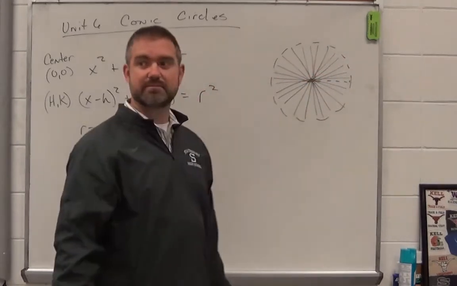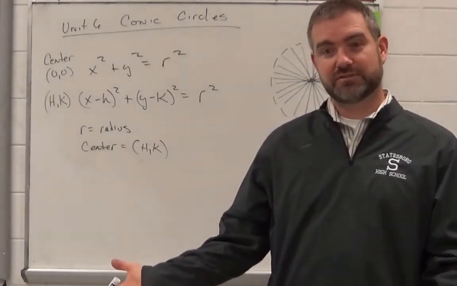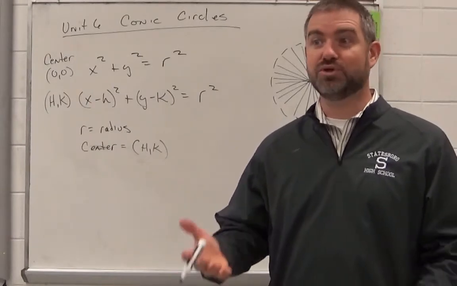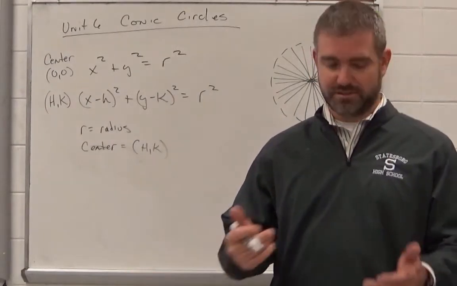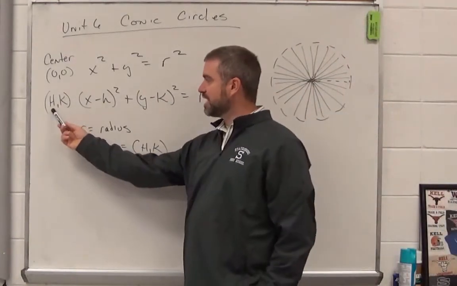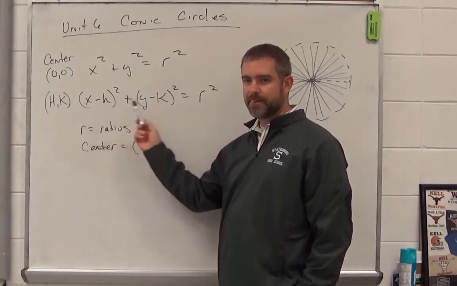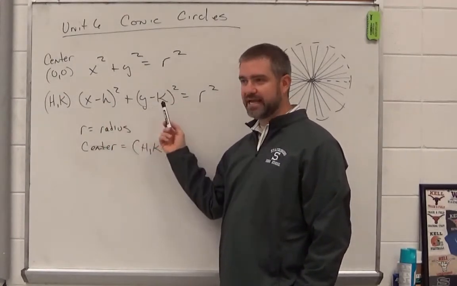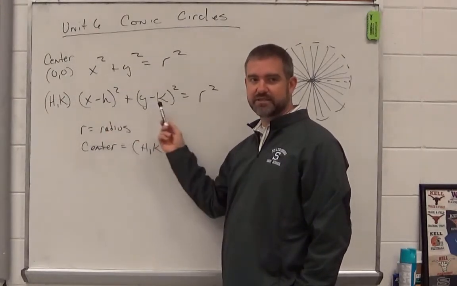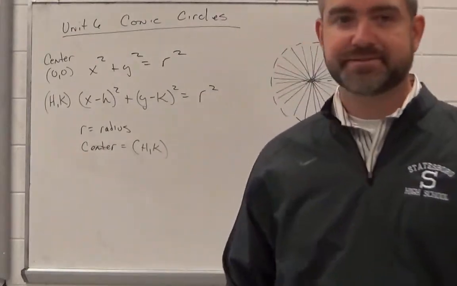Will h and k always be equal to (0, 0)? Are all circles centered at (0, 0)? No. Can I move it around? Yes. Look at the formula though. If this is (h, k), what are we doing in the formula with h and k? We're going to do the opposite and the opposite. Okay? Alright.